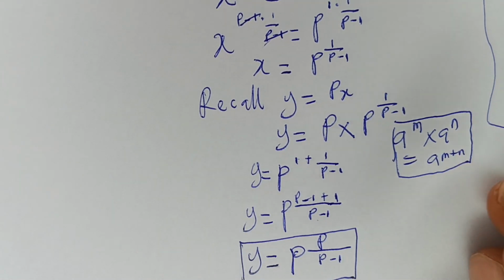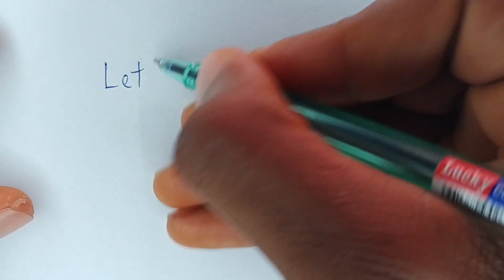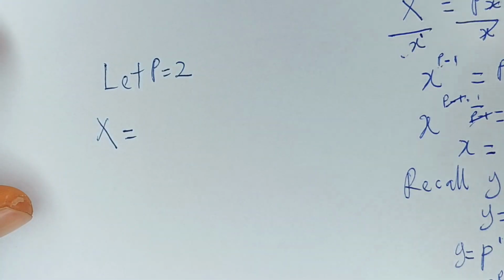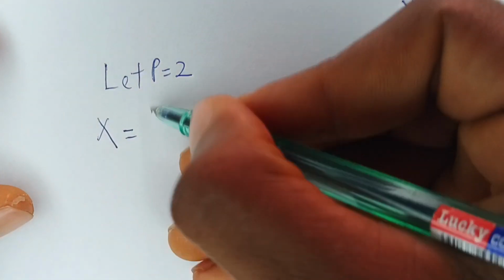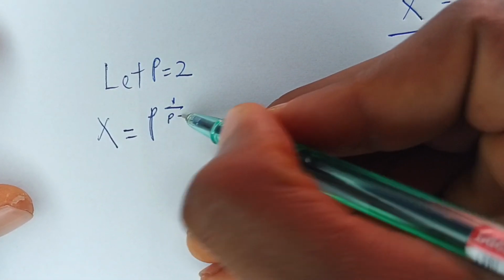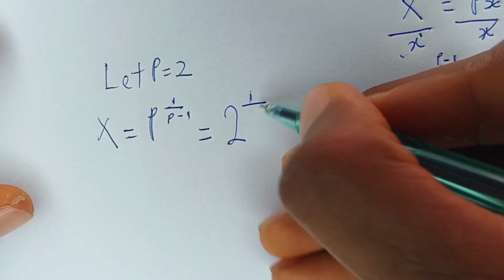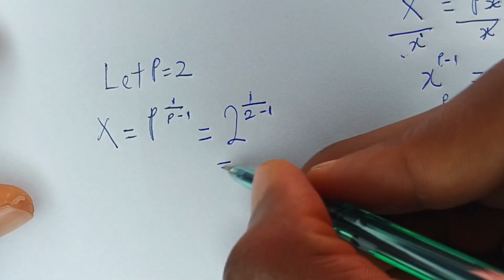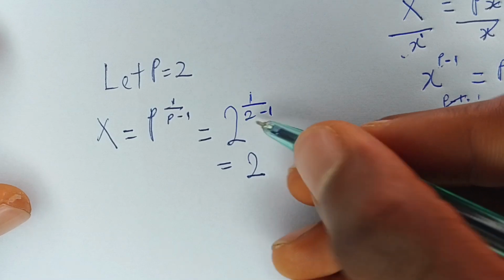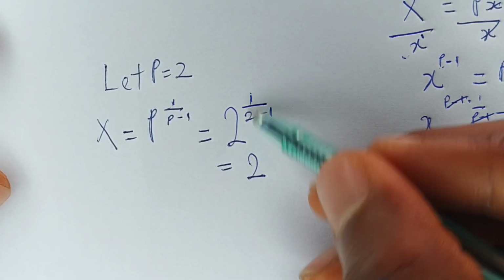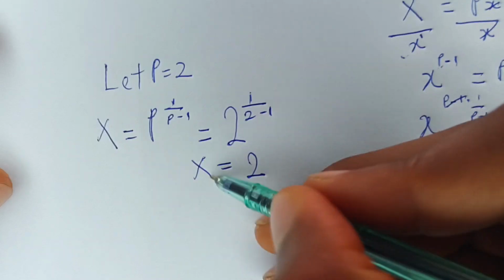Now let's test this. Let's say p is equal to 2. Hence, x will now become what? We see that x was equal to p raised to the power 1 over p minus 1. So we have that this is equal to 2 raised to the power 1 over 2 minus 1. And this is equal to 2 raised to the power what? 2 minus 1 is 1, and 1 over 1 is 1. So we have that x is equal to 2.